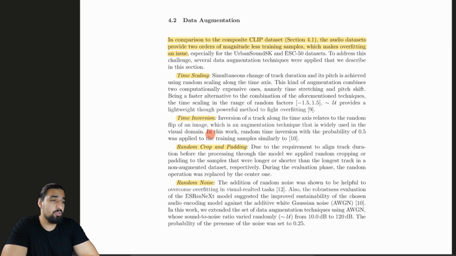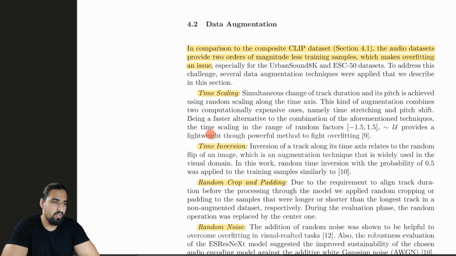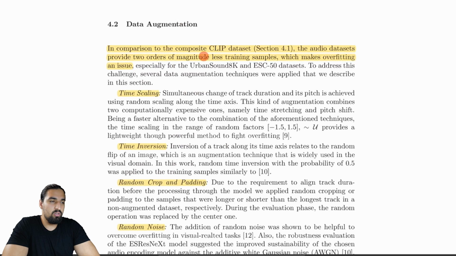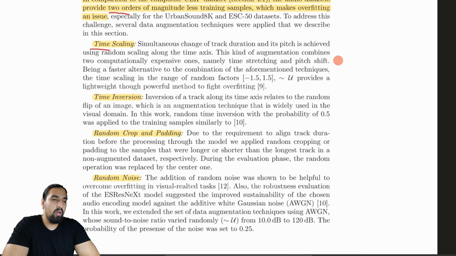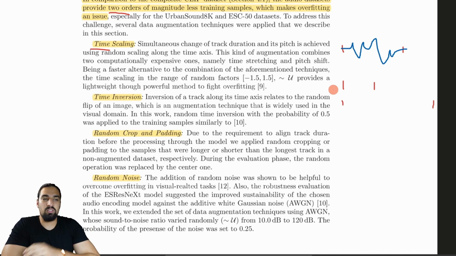Aside from the datasets, they also use these data augmentations for the reason that's stated here. In comparison to the composite CLIP dataset, the audio datasets provide two orders of magnitude less training samples, which makes overfitting an issue. So they have this thing called time scaling, where this is your audio signal, and you have some signal inside of it. What they do is they either compress it, so you'll have a signal here, or they decompress it, so you'll have something like this. And they feed that into the ESResNeXt model.